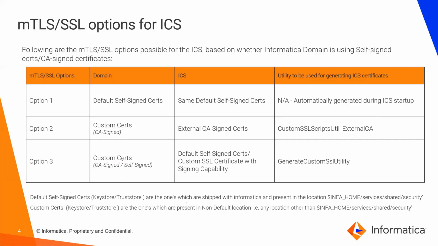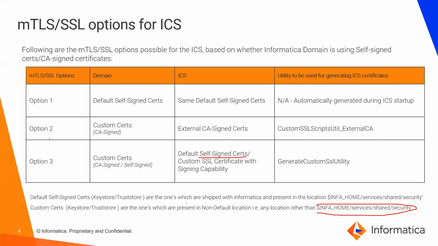When I say custom certificate, that means a certificate which is present in any location other than the default location, and the default location is this one. So if you are using a custom certificate at the domain level and at ICS level, either you want to use the default self-signed certificate which is shipped with Informatica, or you want to use a custom certificate which will be having a signing capability.